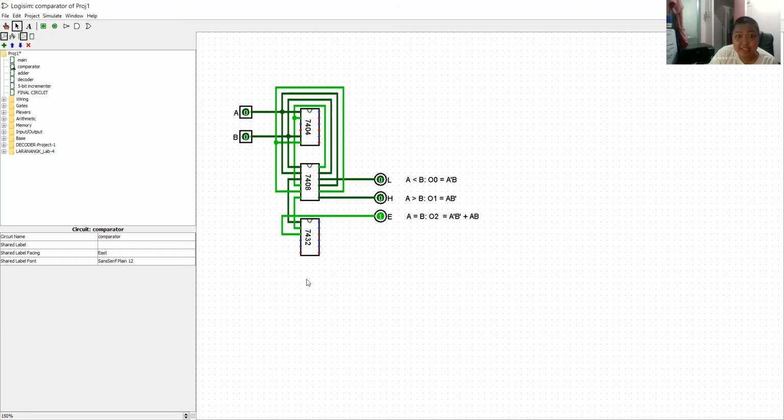So here is our simple comparator wherein we have 2 inputs, A and B, and we have 3 outputs for the low, high, and equal. So here is the condition. If A is less than B, output is not A ANDed with B. And if A is greater than B, output is A ANDed with not B. And if A is equal to B, output will be not A ANDed with not B, or with A and B.